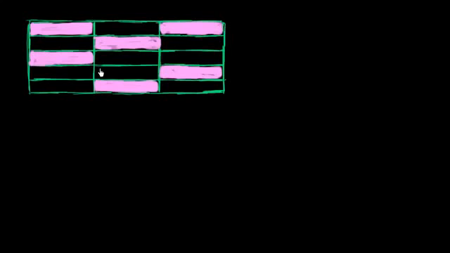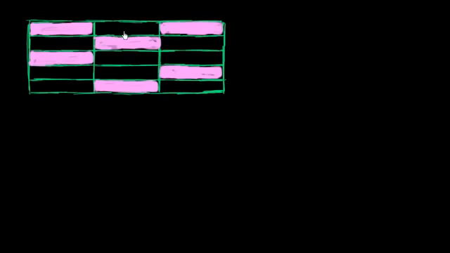Let's think about what fraction of this grid is actually shaded in pink. So the first thing we want to think about is how many equal sections do we have here? Well, this is a 5 by 3 grid. So there's 15 sections here.